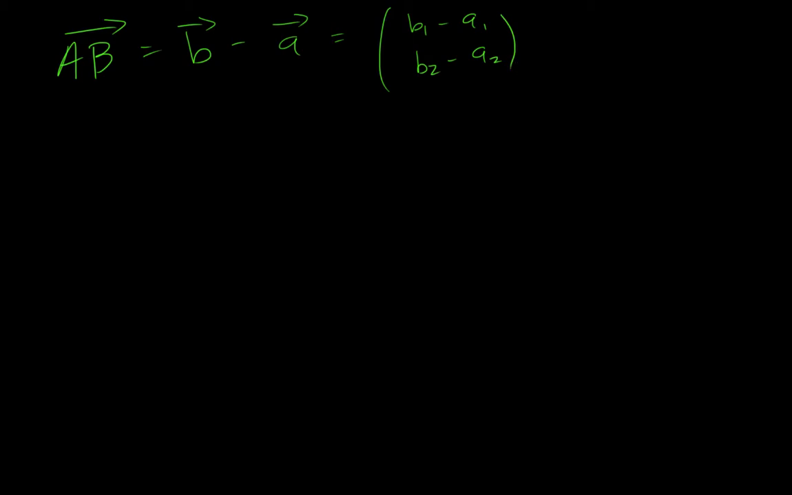Hey math kids, today we're going to talk about the vector between 2 points. And we have vector AB. That's the same thing as saying vector B minus vector A, which is going to be B1 minus A1 and B2 minus A2. So basically we just take the second one and we subtract it from the first one. That's how we're going to remember it.